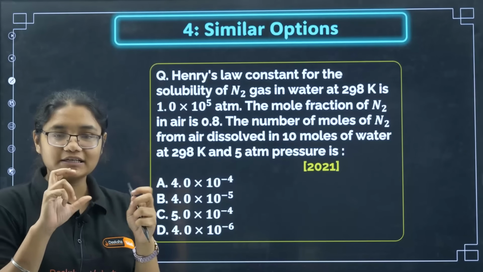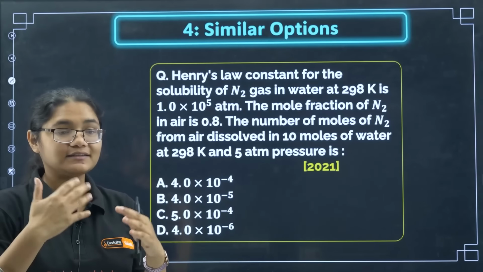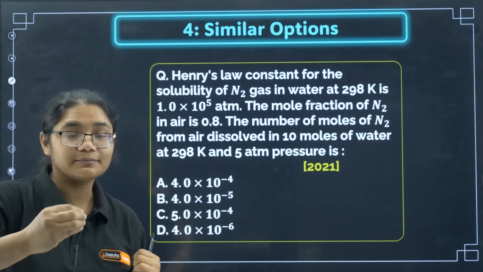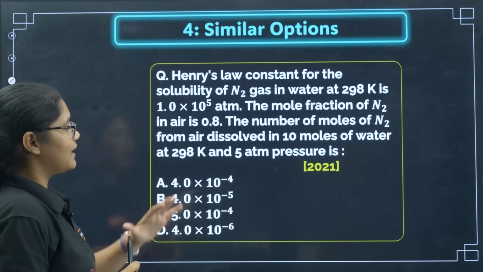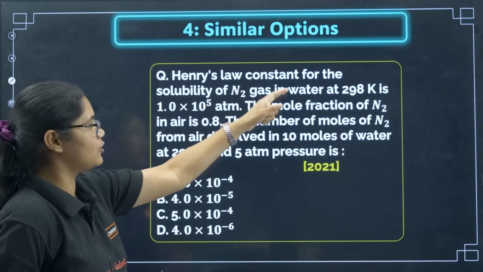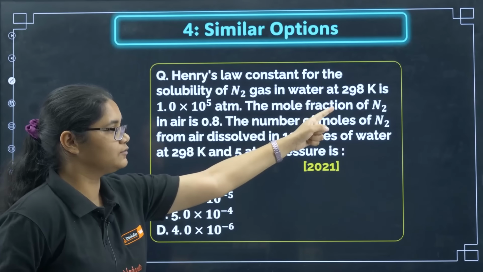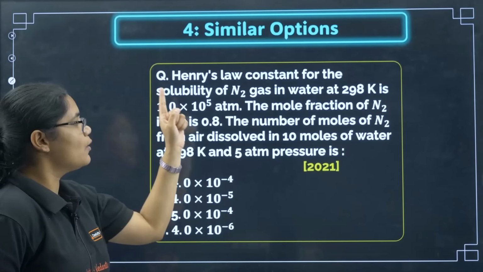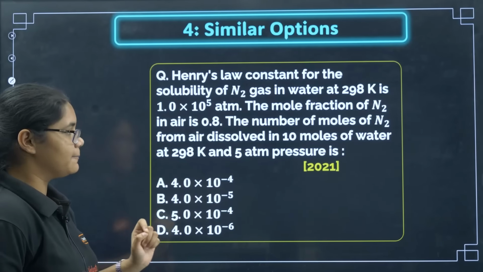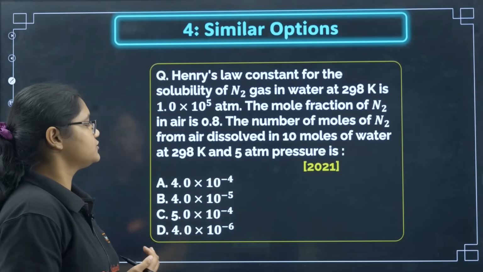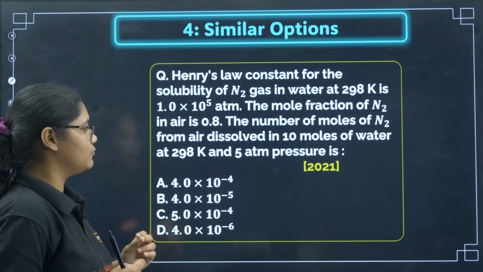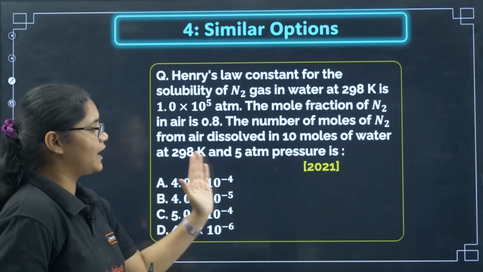If there are options which are similar to each other, the probability that any one of them will be correct is higher. For example, you can see a question here. Henry's law constant for the solubility of N2 gas in water at 298 Kelvin is 1 into 10 to the power of 5 atm. The mole fraction of N2 in air is 0.8. The number of moles of N2 from air dissolved in 10 moles of water at 298 Kelvin and 5 atm pressure is?